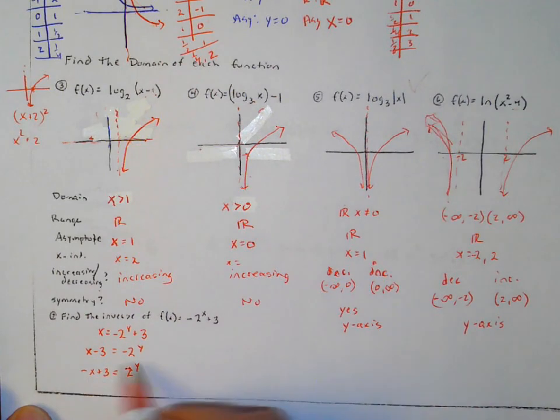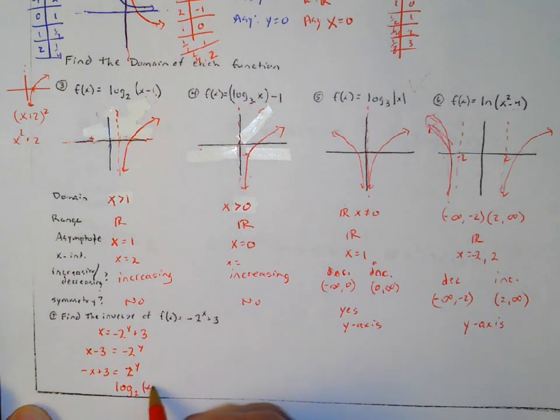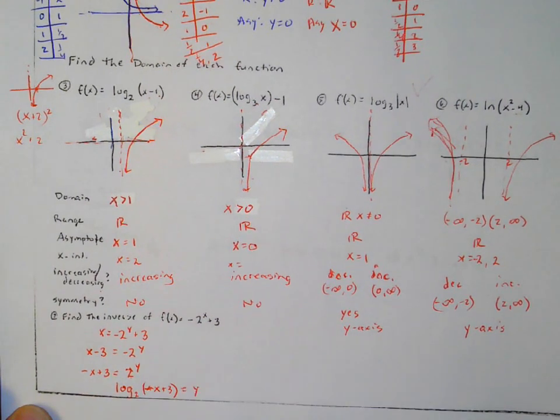And then I can use that log function. So I can say log base 2 of negative x plus 3 equals y. So there I have solved for the y. I found the inverse for it.